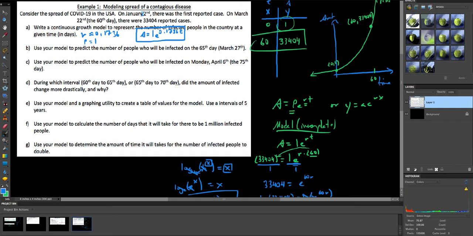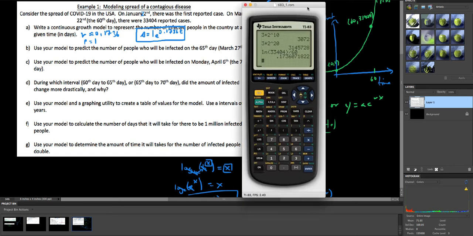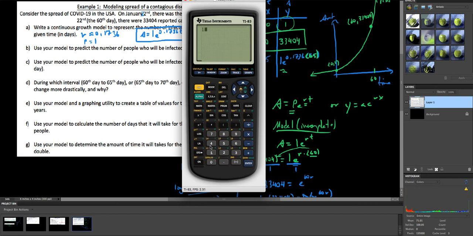Okay, so what are we going to do? We're going to use this model to do all sorts of stuff, like, hey, use your model to predict the number of people who are going to be infected on the 65th day, so 5 days later. We can put this in our table over here, and we're just going to use our model. We would get 1 e to the 0.1736 times 65, in parentheses, 65. And then we can just evaluate this. Getting my calculator here, we would start with 1.